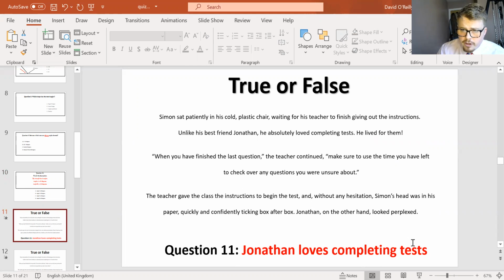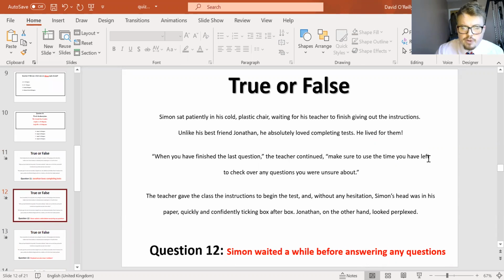Quite a few people wrote true, but look, it's Simon that likes completing tests because it says, Simon sat patiently in his cold plastic chair, waiting for his teacher to finish giving out the instructions. Unlike his best friend, Jonathan, he absolutely loved completing tests. So Simon loves completing tests. That's what that little passage is saying. Simon loves completing tests, unlike his best friend, Jonathan. Therefore, that means Jonathan doesn't like completing tests. So the answer for this one would be false.